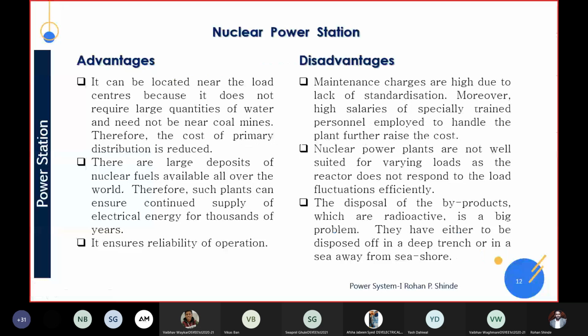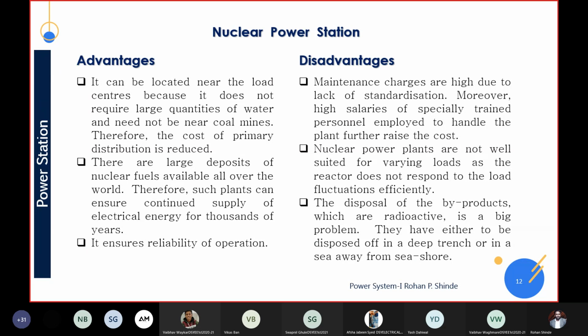Next disadvantage, these nuclear power plants are not well suited for varying loads as the reactor does not respond to the load fluctuation efficiently. That means see here, whenever there is a load fluctuation or a varying load, the nuclear reactor is not performing efficiently, so these nuclear power plants are not well suited for the varying load.